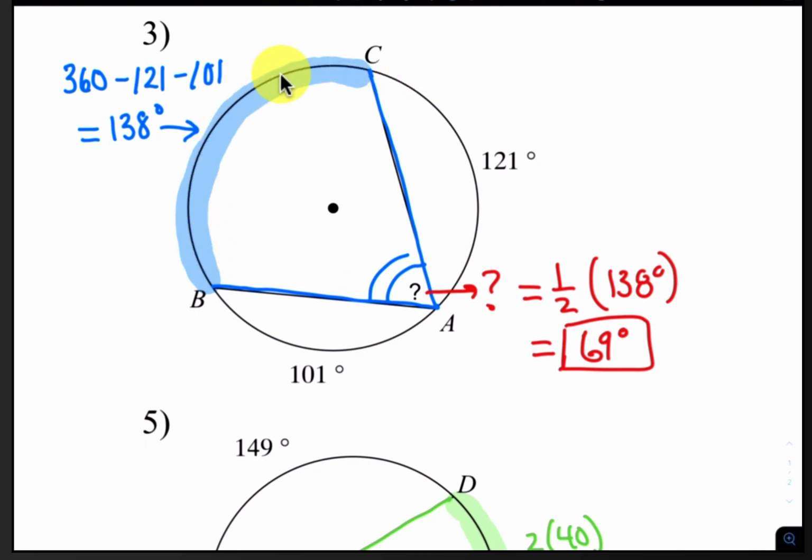Since that blue arc is 138 degrees, we can find the inscribed angle. The inscribed angle is always half of the arc that covers it. So half of 138 is 69. So the inscribed angle, question mark, equals 69 degrees.